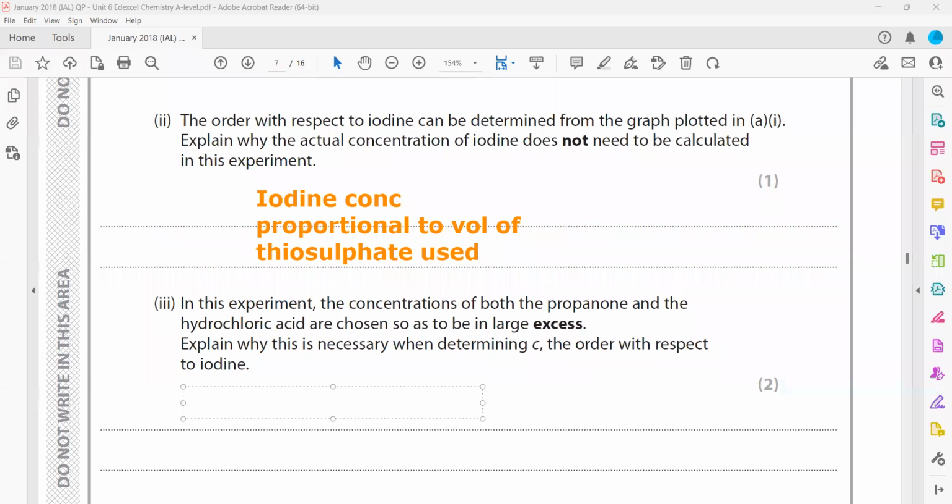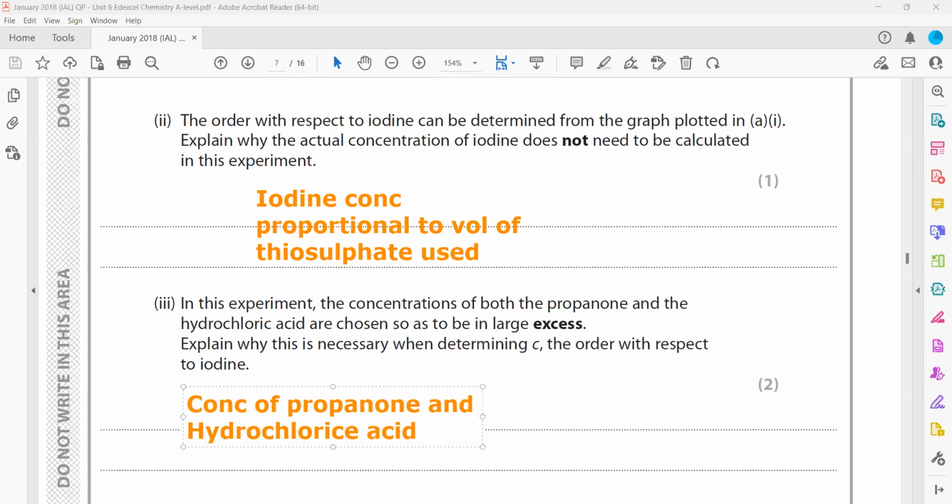So the concentration of propanone and the hydrochloric acid does not change, and it does not affect the rate.